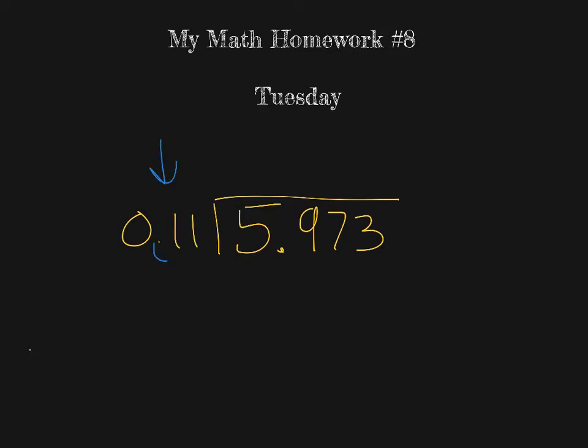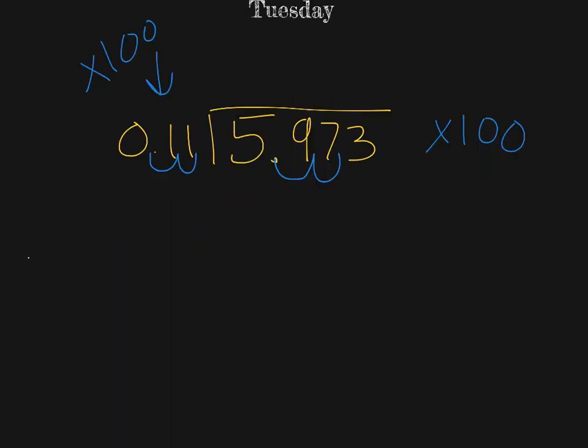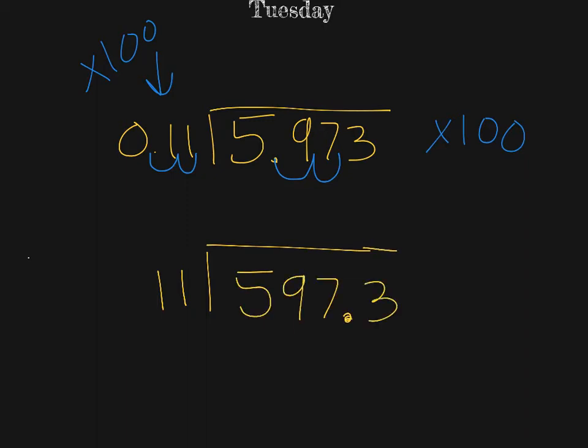It needs to move over 1, 2. So pretty much times 100. And then you need to move the inside guy over 1, 2, which is another times 100. So whatever you do on the outside, you must do on the inside. So then our math problem becomes 11 outside, and the inside becomes 597.3. That's where the decimal is now.